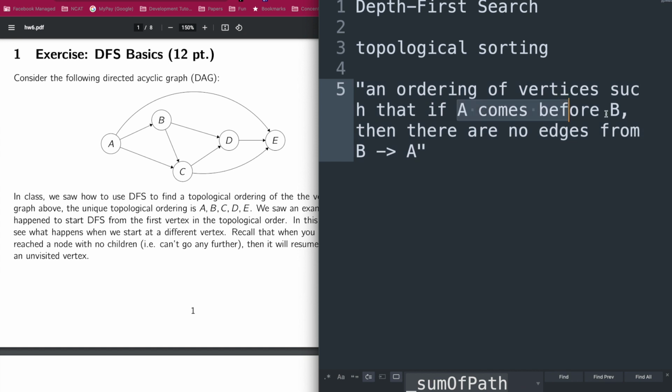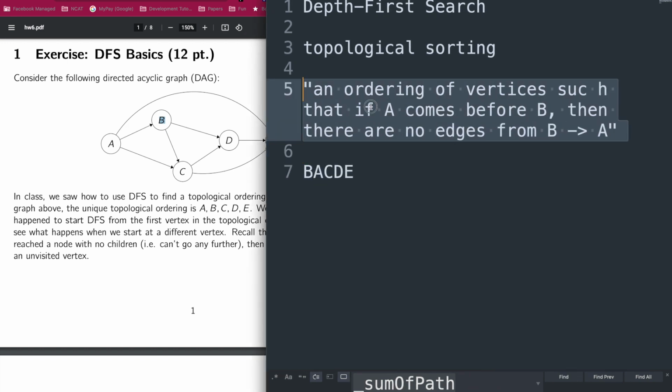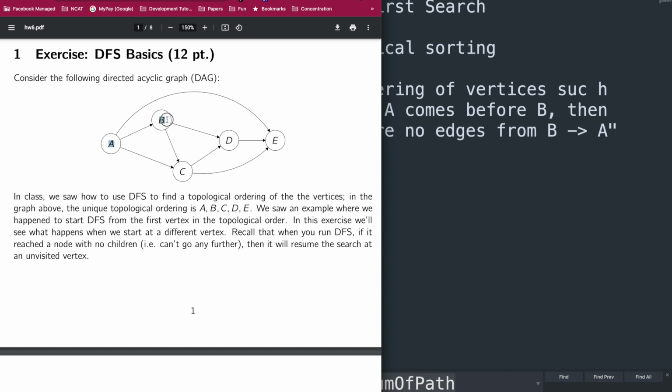It says if A comes before B. So for example, let's say for this graph we tried to say the topological sorting is B, A, C, D, E. You'll notice this is not a valid sorting, because a valid topological sorting is only the case if A comes before B, then there are no edges from B to A. So in this case, there must be no edges from A to B, but we actually have an edge here.